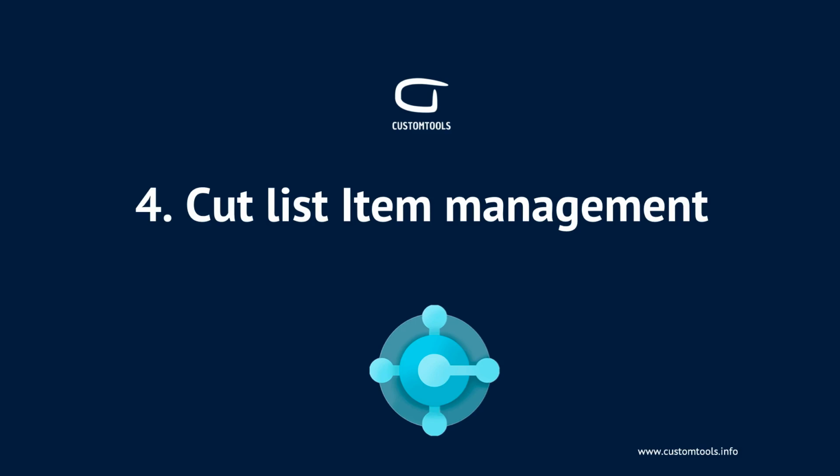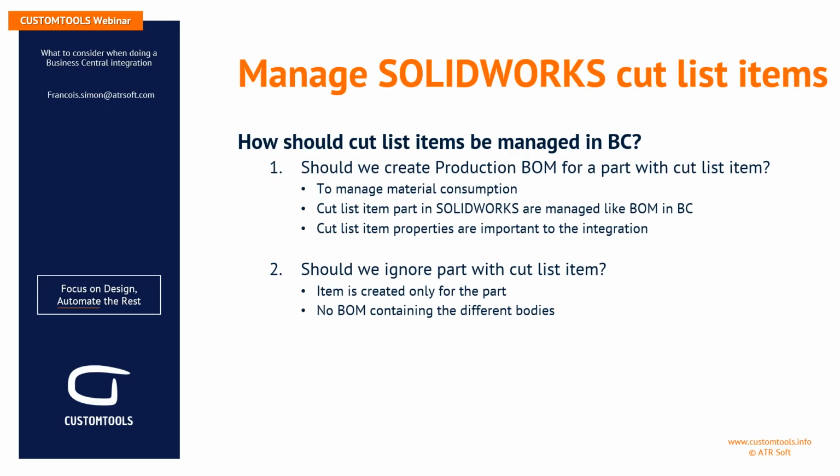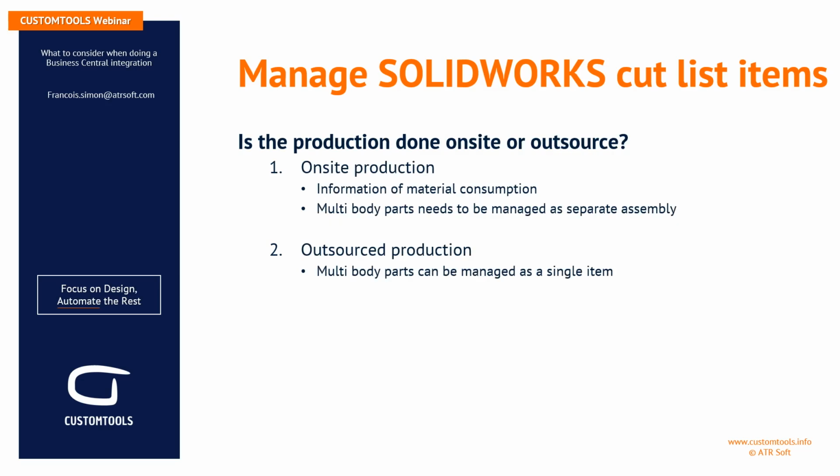Let's check how we can manage multi-body parts that are created in SOLIDWORKS in Business Central. A multi-body part in SOLIDWORKS is a single part file containing two or more separate bodies. These bodies can represent different components, but how should they be managed in Business Central? We have two options. Option 1, treat each body as an individual item and create a bill of material for the multi-body part in Business Central. With this approach, it's very useful if you need to manage material consumption for each body in Business Central.